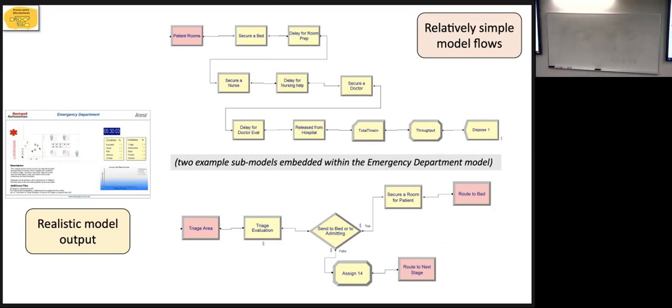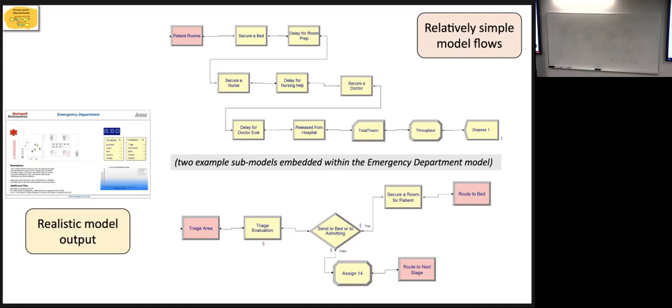So for patient rooms, this is a process of securing a bed, delay for prep, secure a nurse, delay for nursing help, and so on. It is a recipe that every individual will follow some variation of. And our job is to go into each one of these boxes and add realistic variation. We don't have to add all the quotidian details of exactly why they took a little extra time with this nurse. We just know that sometimes it takes shorter with a nurse, sometimes it takes longer. So we're going to draw from a random distribution and put that in there.